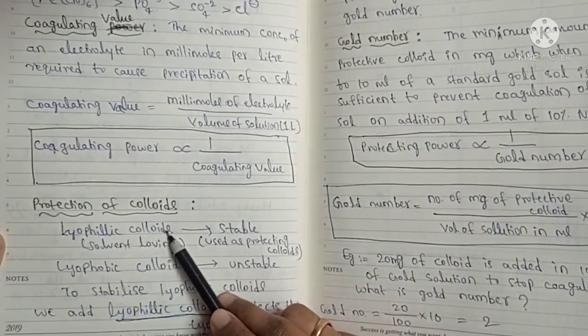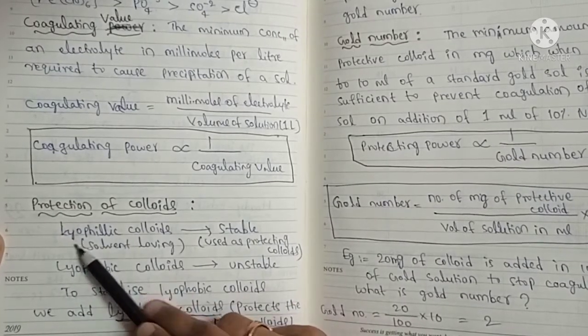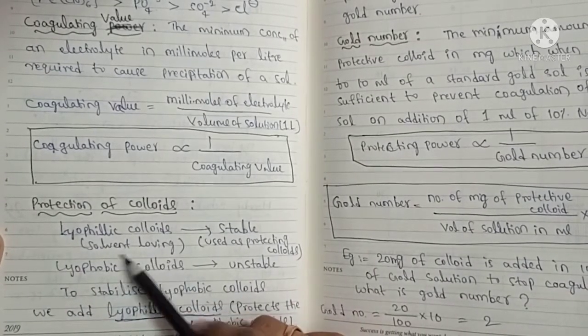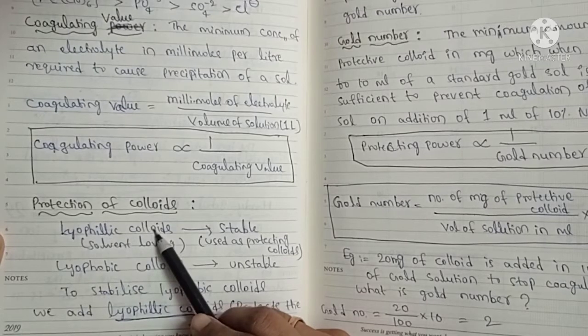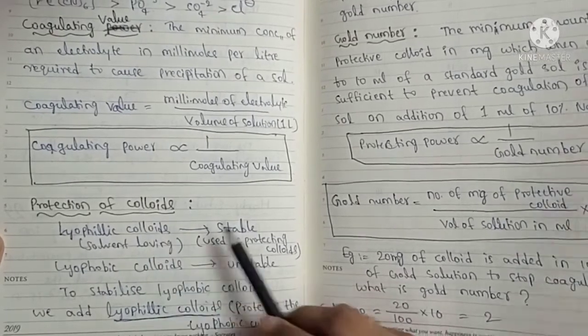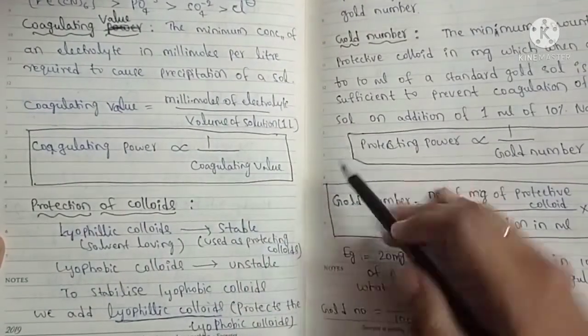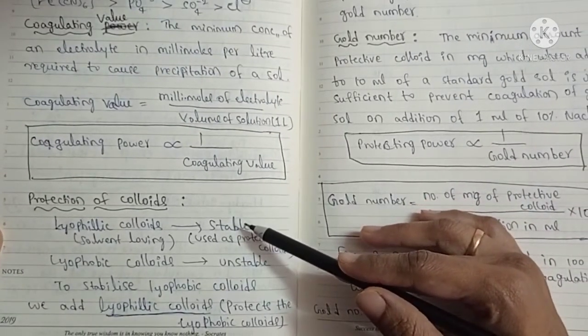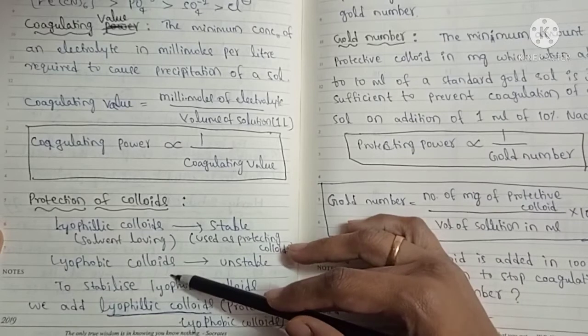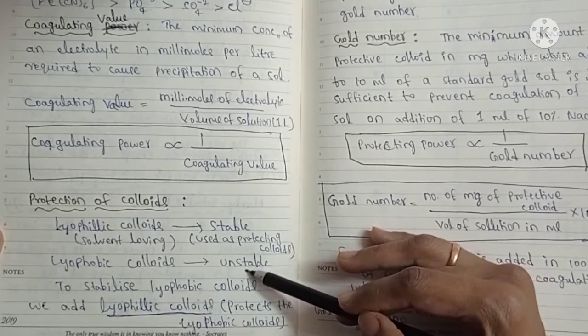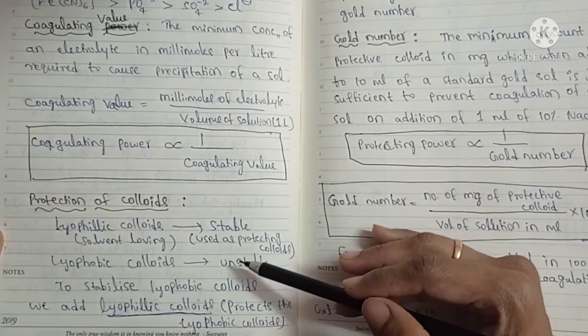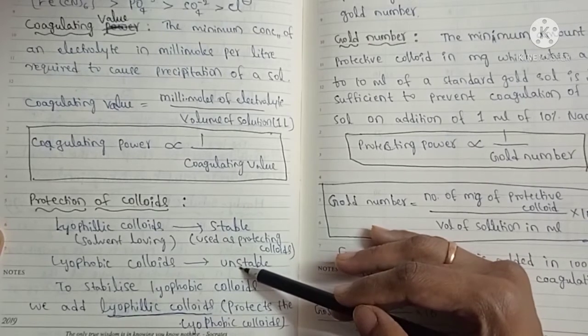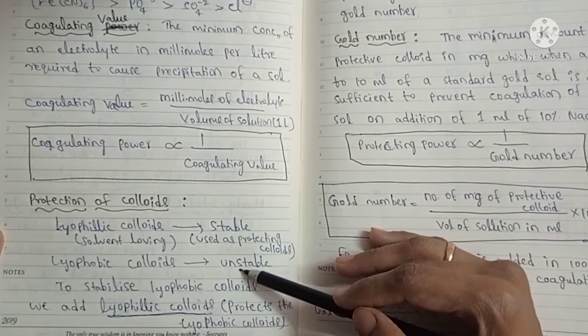Lyophilic colloids means, lyo means solvent and philic means loving. So these are solvent loving colloids, which means they are stable colloids. We have seen in types of colloids, lyophilic colloids are stable colloids and lyophobic colloids are unstable colloids. They are not easily prepared, because they are unstable.